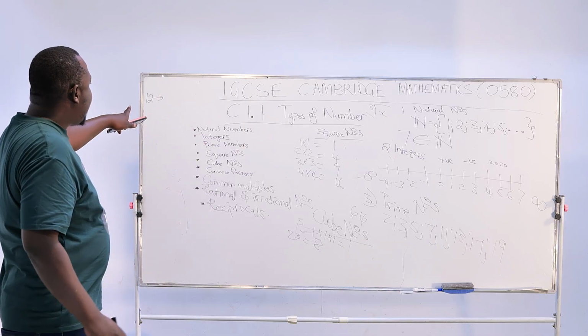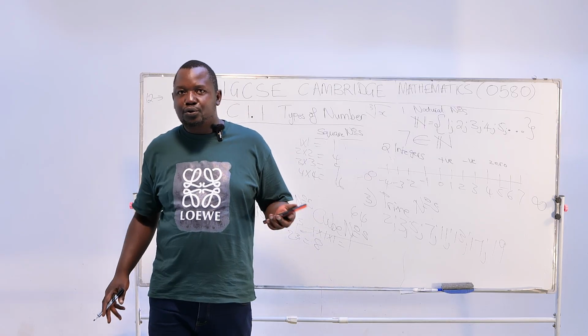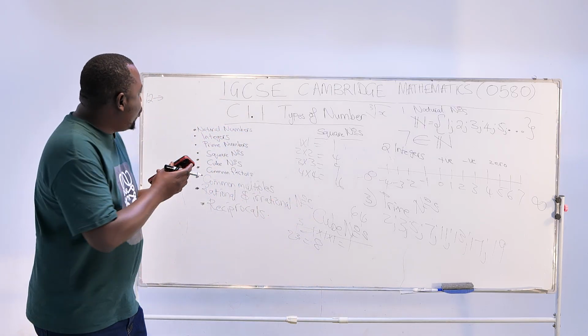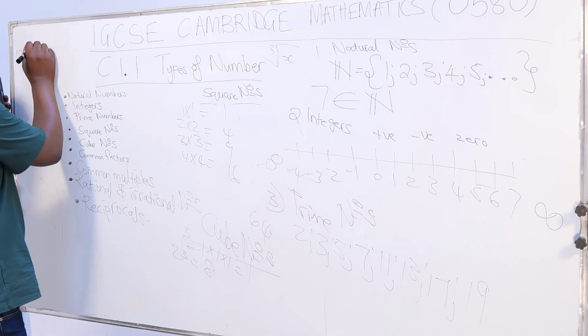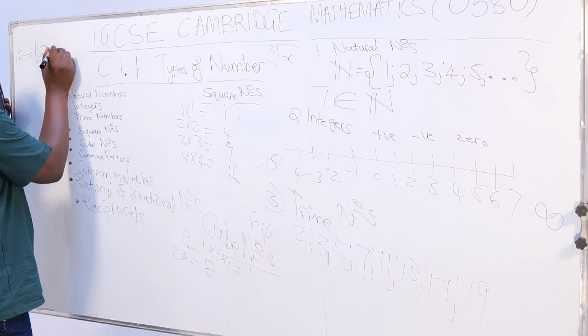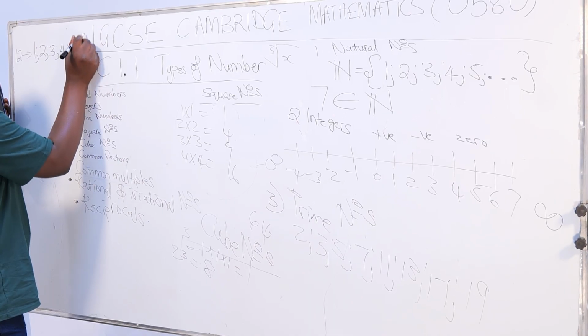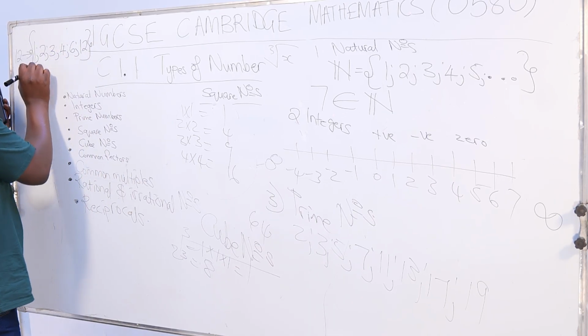And with 12, we want the factors of 12, the numbers that divide exactly into 12 without leaving a remainder. And we have 1, we have 2, we have 3, we have 4, we have 6, and last but not least, we have 12 itself.